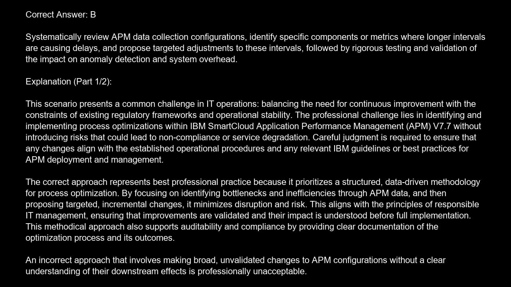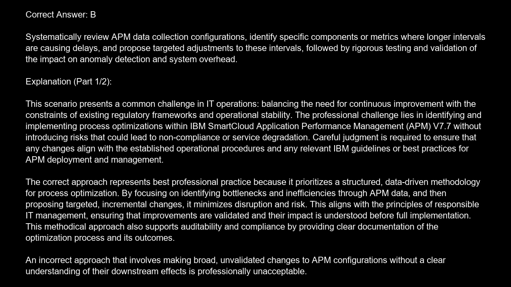The correct answer is B. Systematically review APM data collection configurations. Identify specific components or metrics where longer intervals are causing delays, and propose targeted adjustments to these intervals, followed by rigorous testing and validation of the impact on anomaly detection and system overhead.